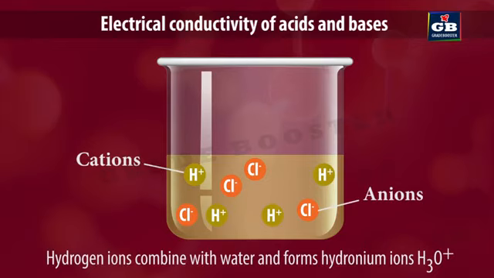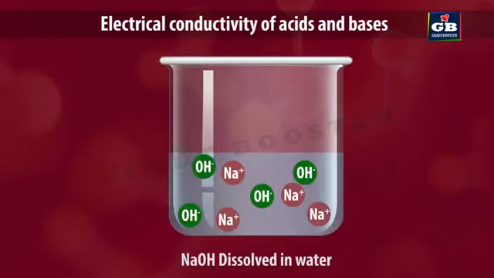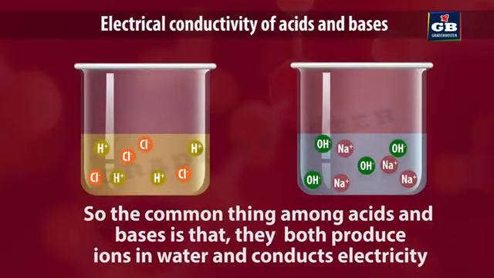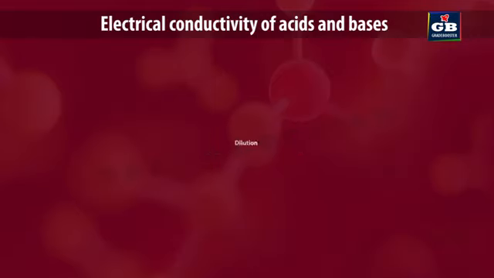In the same way, if we dissolve sodium hydroxide in water, it also forms cations and anions. Sodium hydroxide forms Na+ cations and OH- anions. So this is the common thing in both acids and bases. That is, they both dissolve in water and form anions and cations and they conduct electricity. Now let us see dilution.